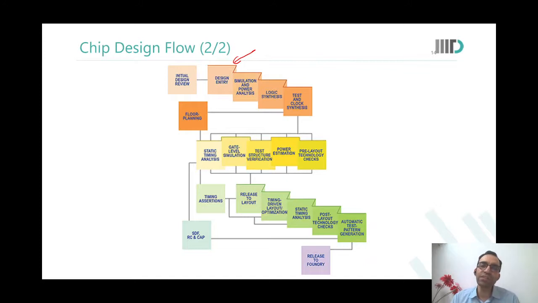Gate level simulation is once I've removed the English from A plus B and I've actually put an adder there, after all that logic conversion, is my netlist still operating the same way as I intended it to? Then test structure verification is, I wanted to have a scan chain built there.